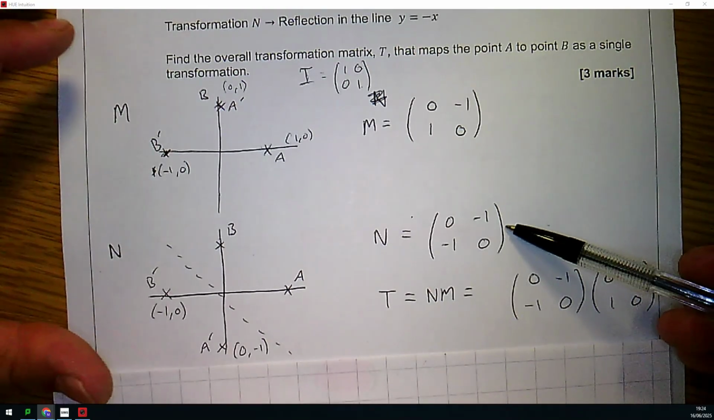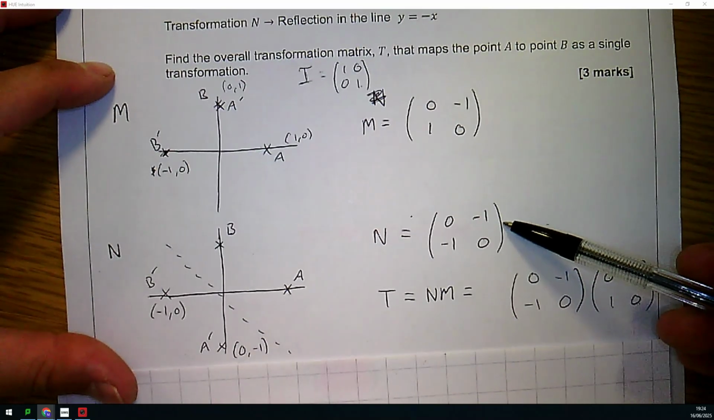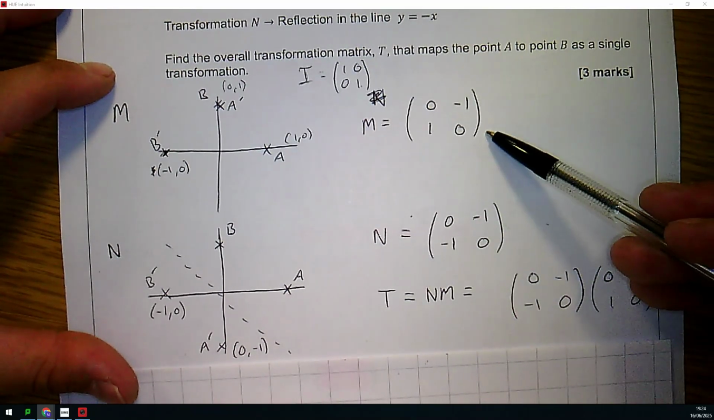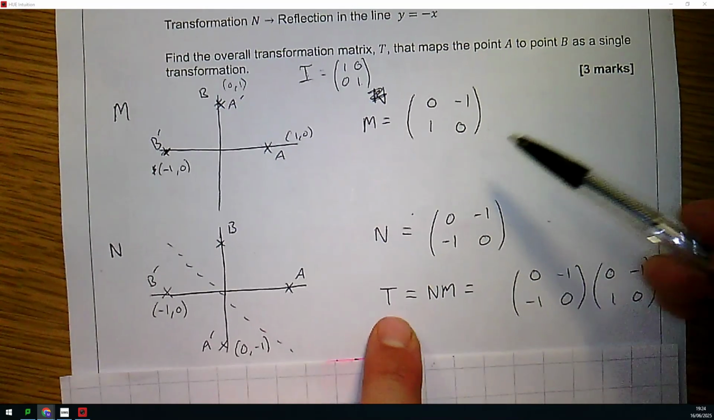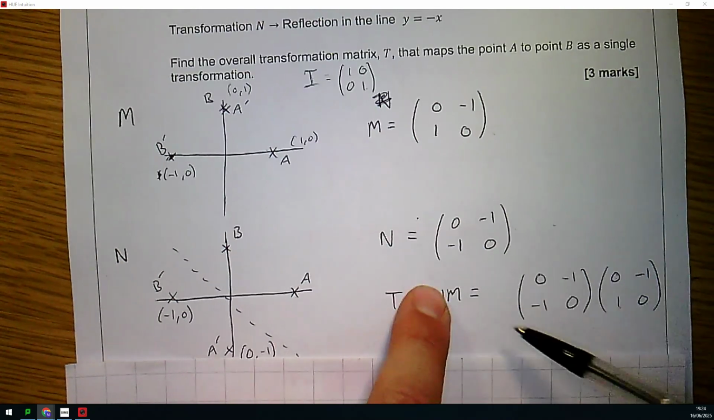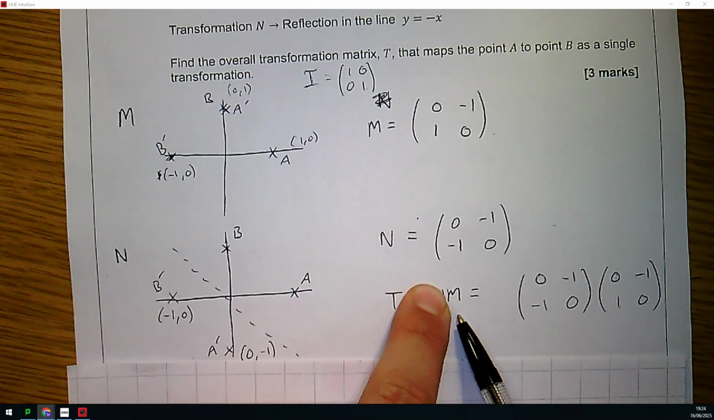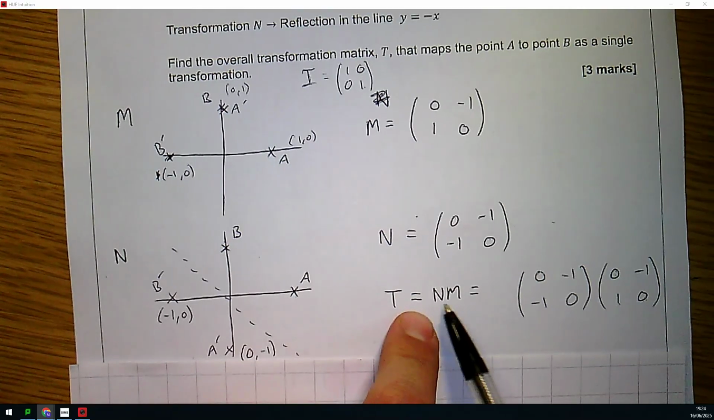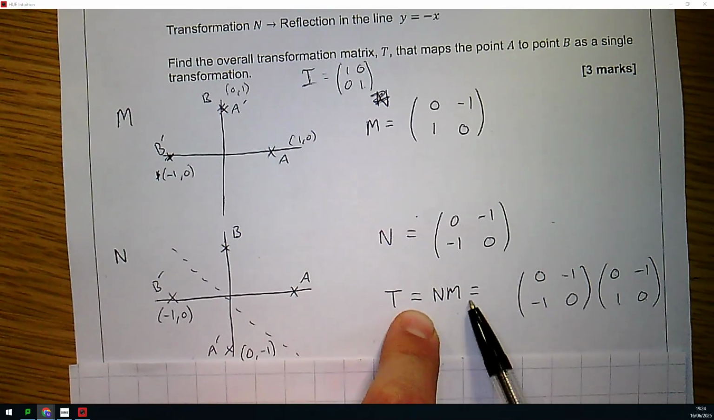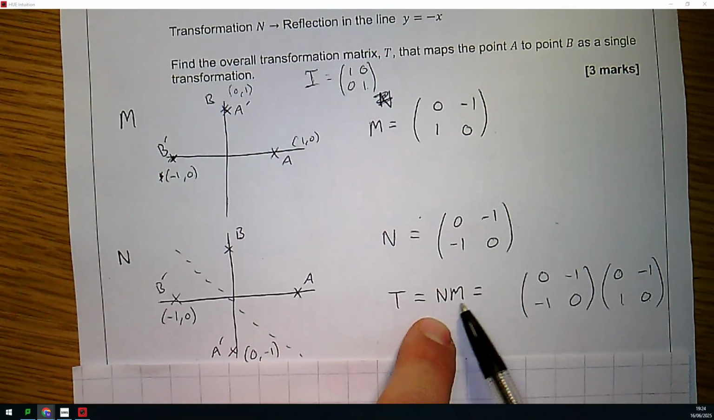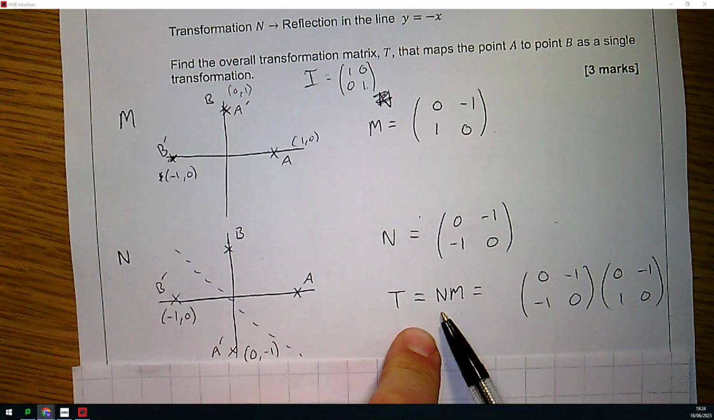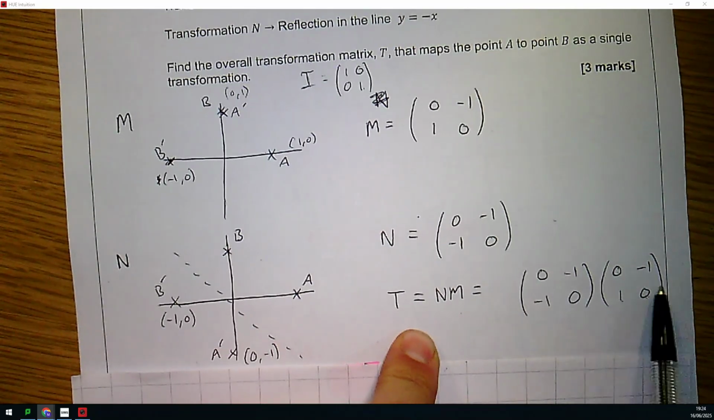Now, to combine transformations together, you do not write the first transformation matrix first. The transformation matrix T is we do transformation matrix M first, then we apply transformation matrix N to transformation matrix M. Multiplication in matrices is not commutative, so you can't swap the order around. So you've got to do this reverse thinking to it. After you've done that, it's just matrix multiplication.